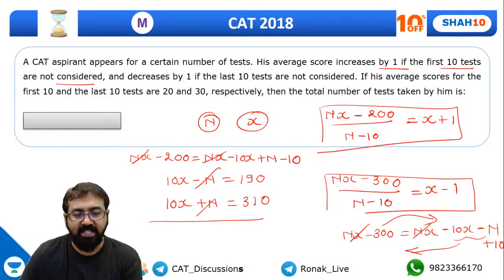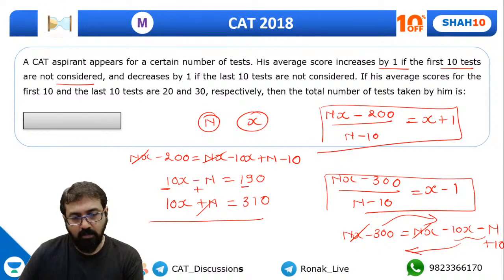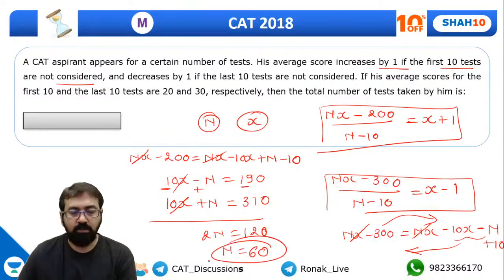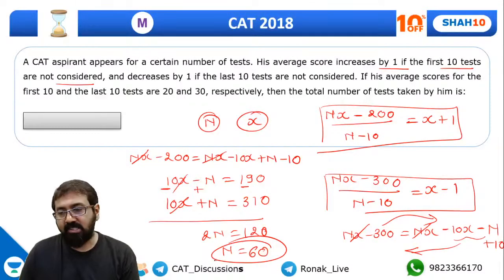Fine guys, chalo, let's add them. So this part will get cancelled off, right? Okay, this part will get cancelled off, so you'll get 20x is equal to, or why are we doing it this way? We can simply subtract this one, na? So this will come out to be 2n equal to 120, or n will be 60. Guys, it should be 60 by the way.